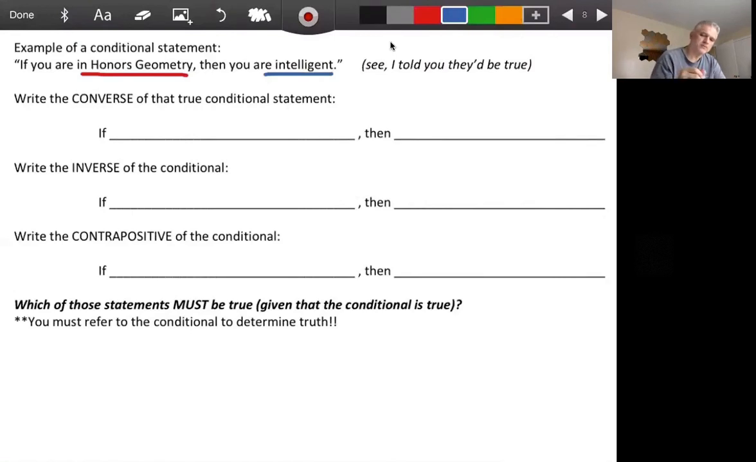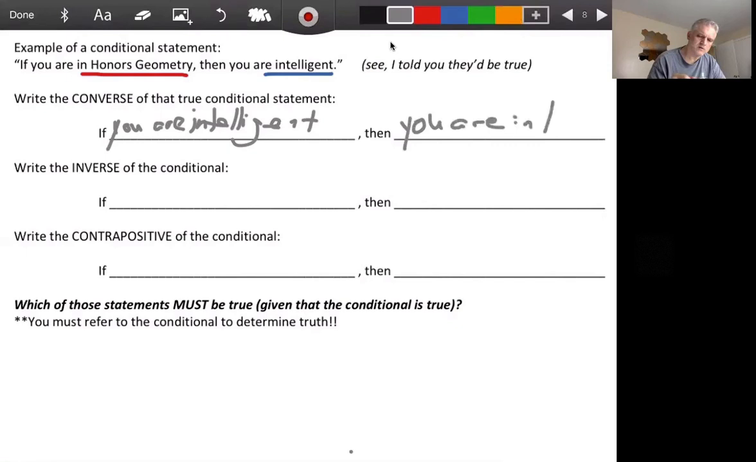So here we go. The converse, again, you're just going to switch them. If you are intelligent, then you are in honors geometry. I'll abbreviate it, because this does not allow me to write very small.